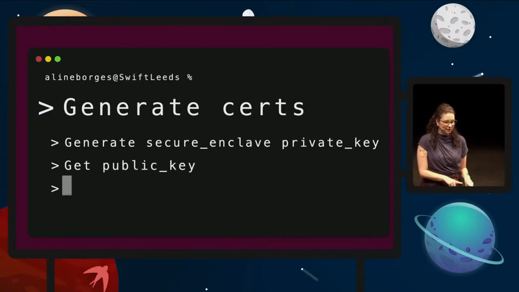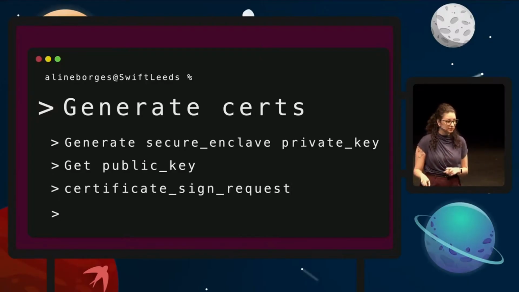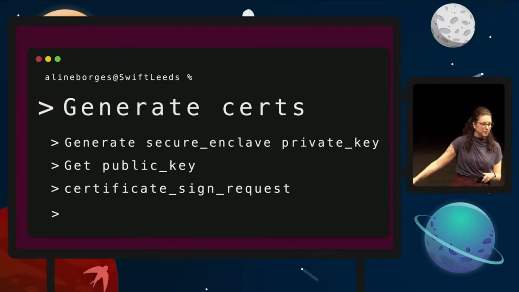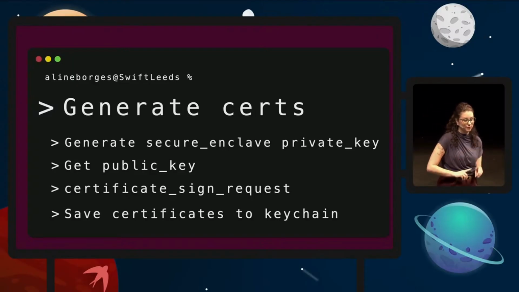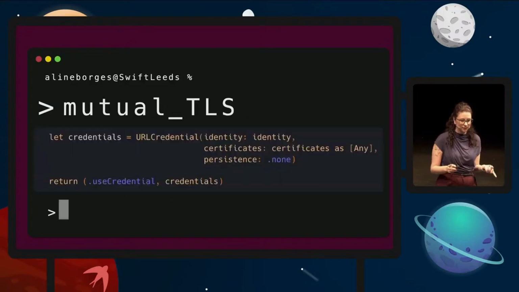But I can take out a public key, which I'm going to get, make a certificate sign request, send to my backend. My backend is going to self-sign a certificate and give it back to me, which I'm going to store in the keychain. Cool. But the API for mTLS requires an identity. Okay, so I just need to figure out how to build this object.